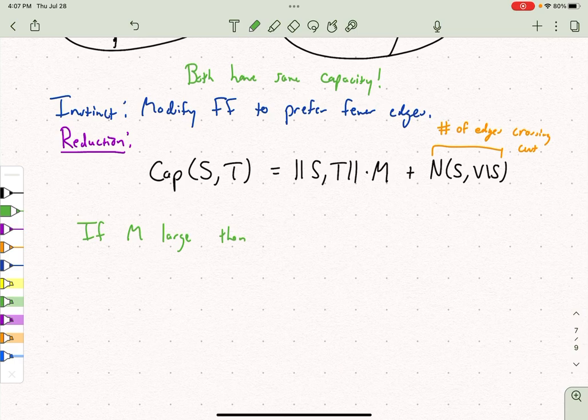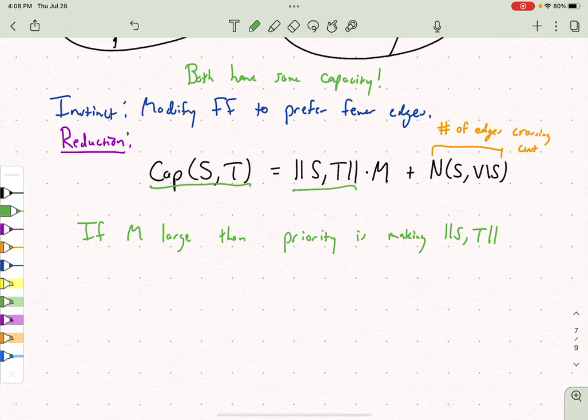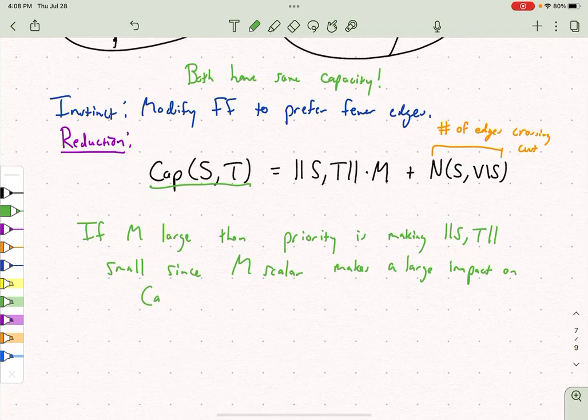And so the idea behind this is, if M is large, then the priority is making the capacity small. So if you want to minimize this new capacity function, then you can do that by minimizing the capacity of the cut, that has the largest impact, since the large scalar makes a large impact on the size of the capacity of ST.